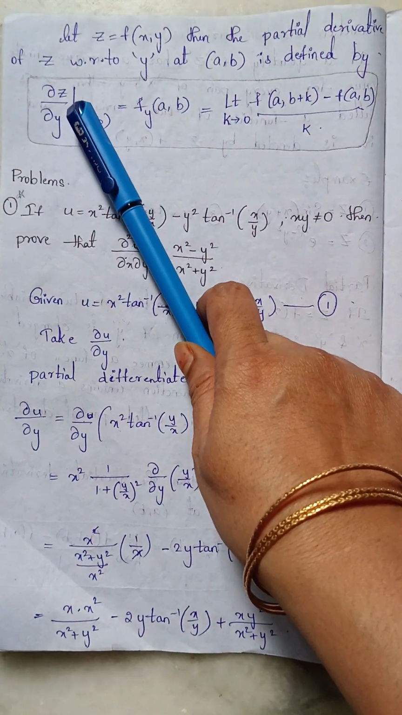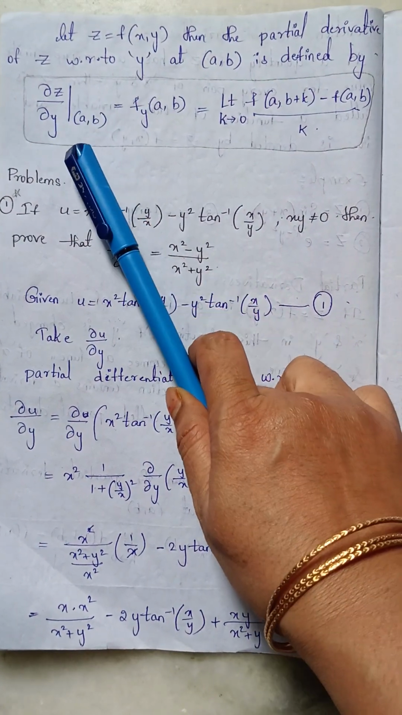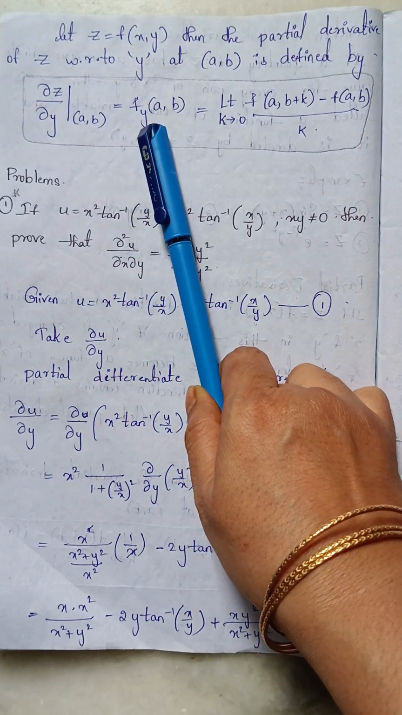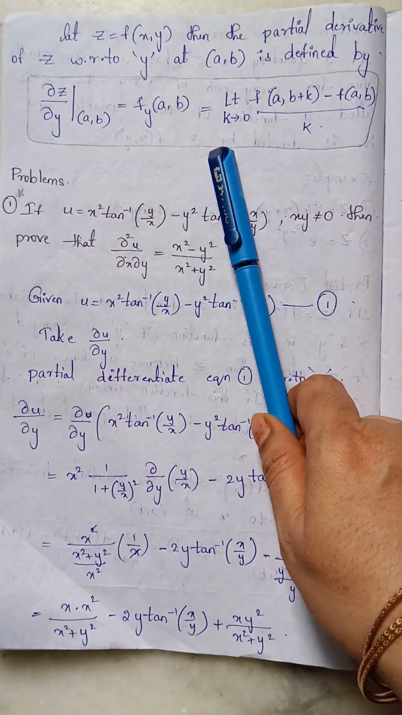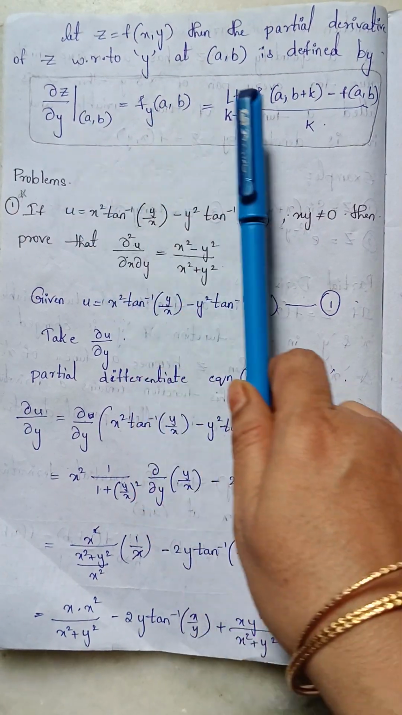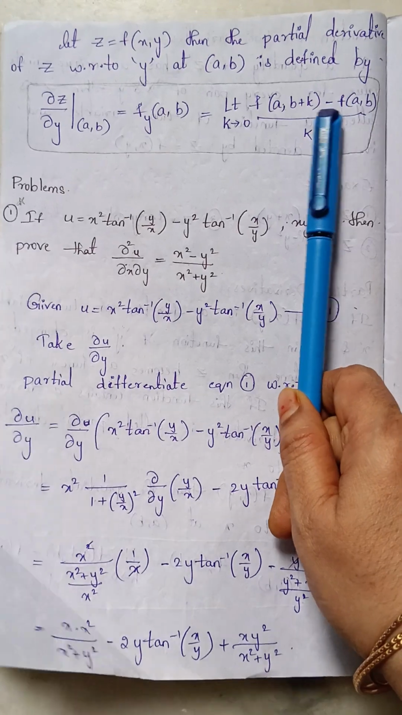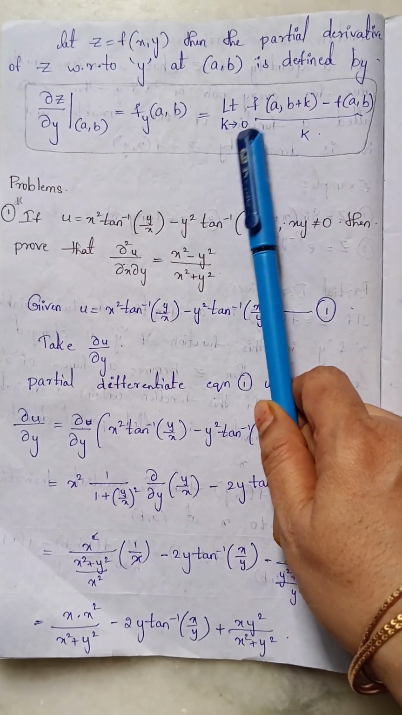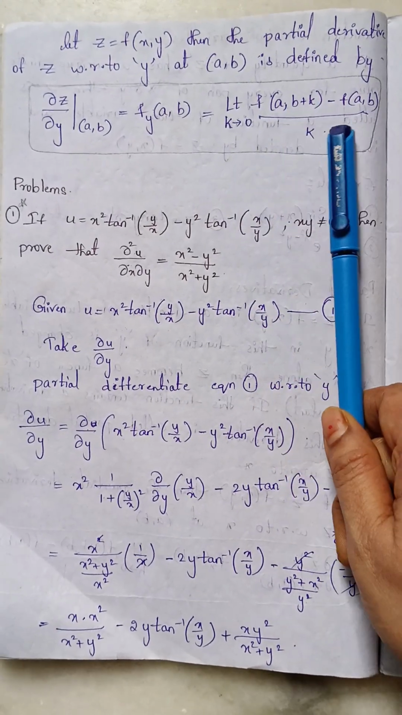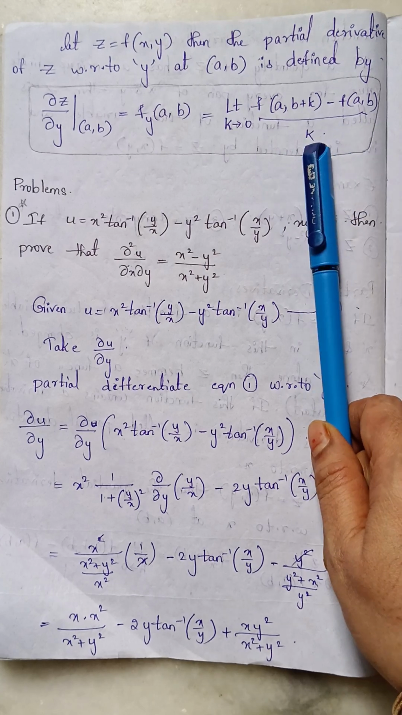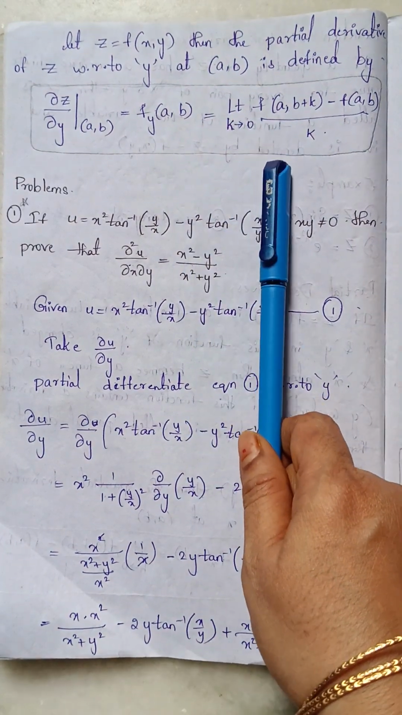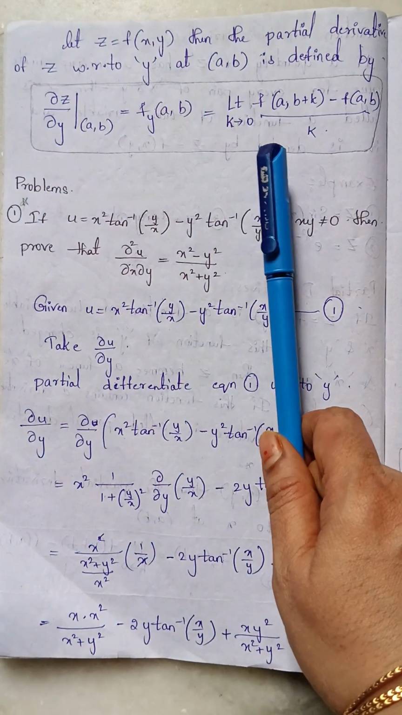Similarly, the partial differentiation of z with respect to y at any point (a, b) is denoted by fy of (a, b). Here we are differentiating with respect to y, so the x term is constant and y has changed, that's why b plus k. It is the limit as k tends to 0 of f of (a, b plus k) minus f of (a, b), by k. So this is the representation of partial differentiation in terms of limits.